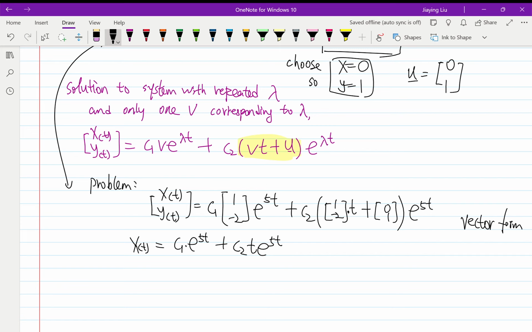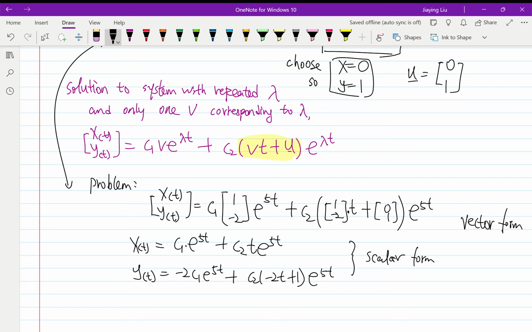And then we can write down y of t in a similar way, which is going to be c1 times negative 2. So I'm going to move the negative 2 in front. So negative 2 c1 e to the 5t plus c2 times negative 2t plus 1. You can move that in front of c2, but it doesn't matter where it goes. And then e to the 5t. Questions?